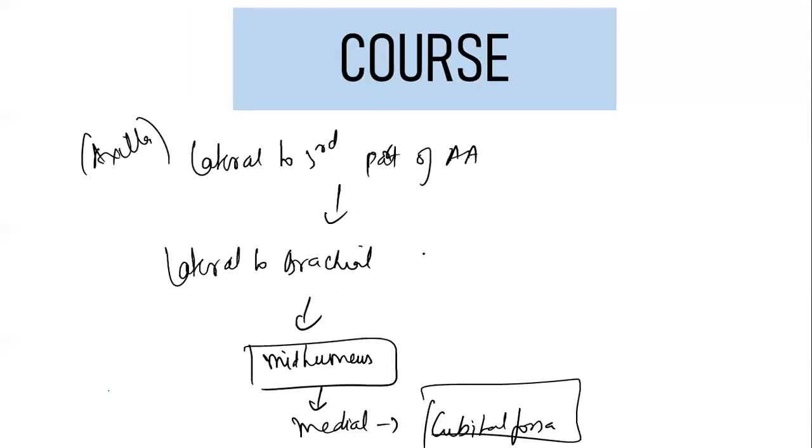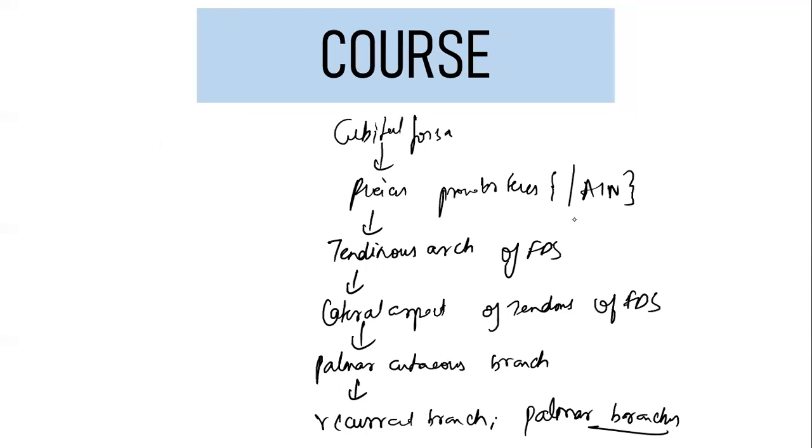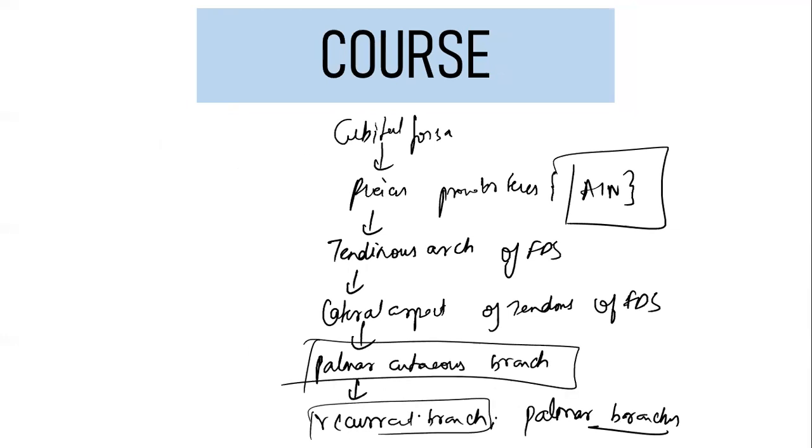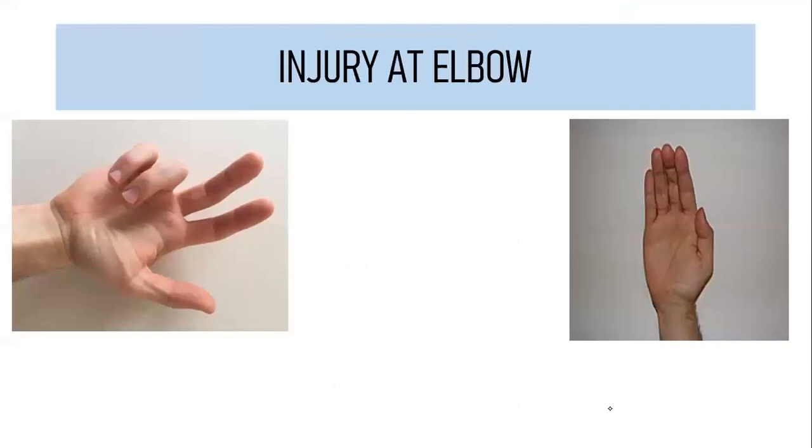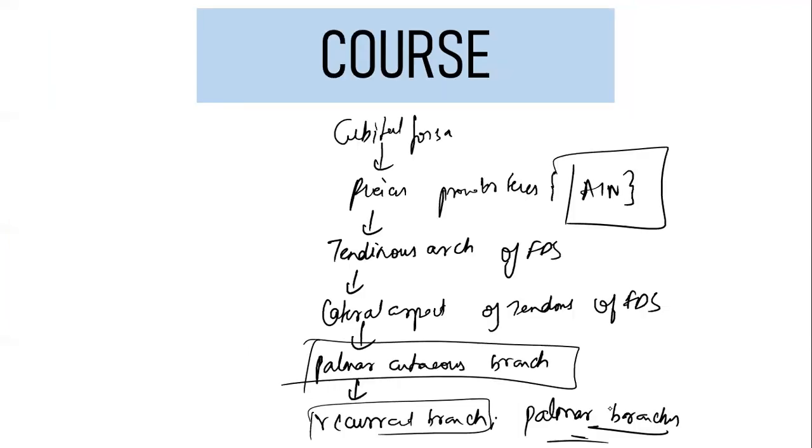So the branches of the cubital fossa, you have to talk about the branches of the anterior interosseous nerve. You have to talk about the palmar cutaneous branch, what it does, and about the recurrent branch, it curves upward and all that story, and finally the palmar branches. Yes, clear with the course? If you are clear with this course, you can proceed with the clinicals.